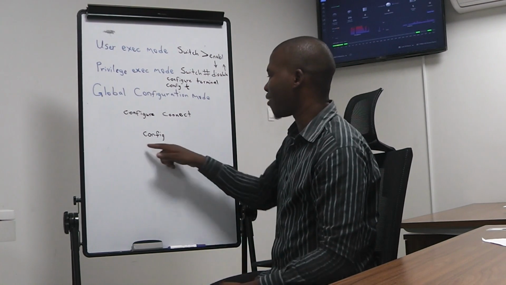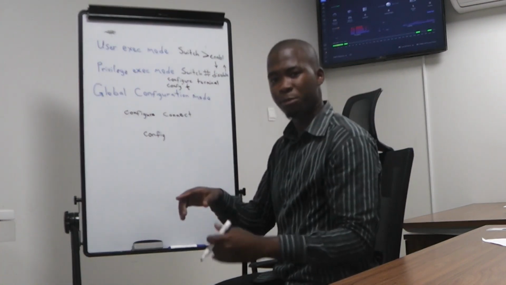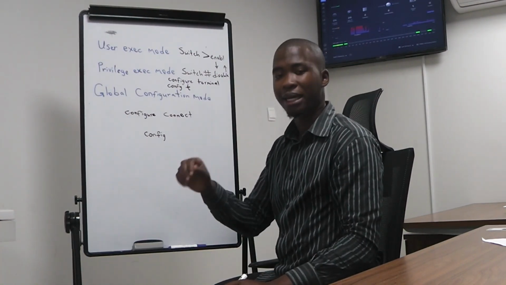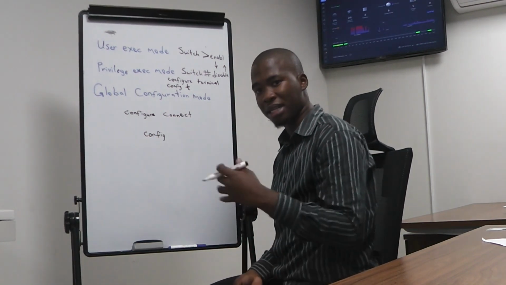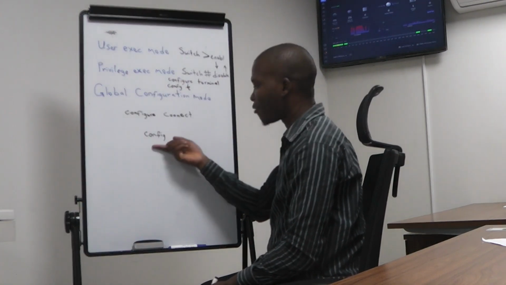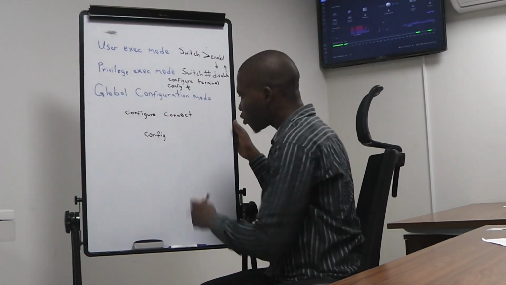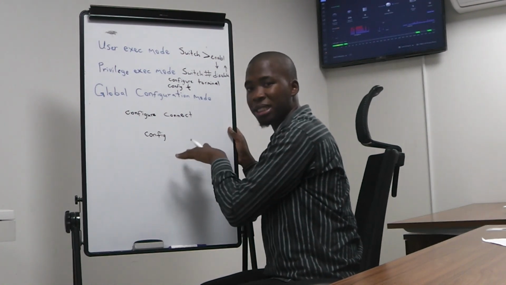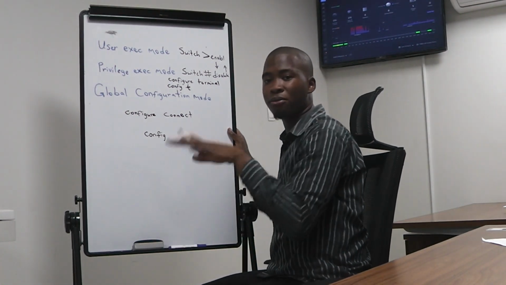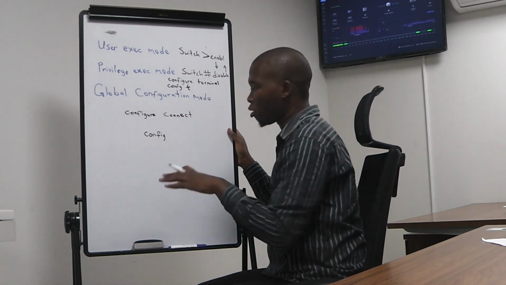Another thing that you can do is after I type this command, I can put a space and put a question mark. Then it will show me whatever command you understand that can follow, or if there is a text that I need to put after this command. So if you type configure, then you hit question mark, you will see terminal, because terminal is the only command that follows after configure.